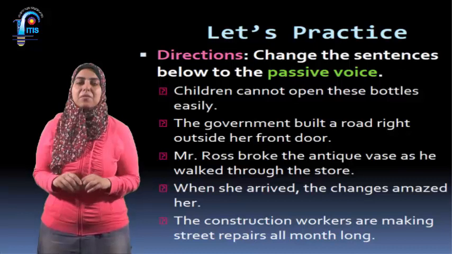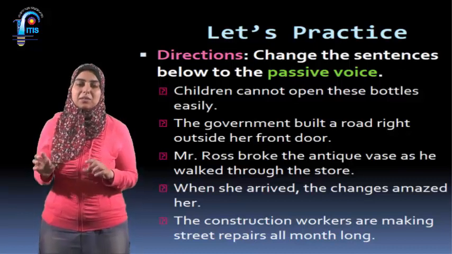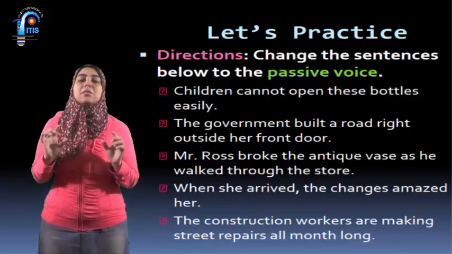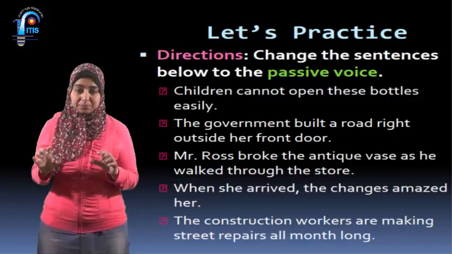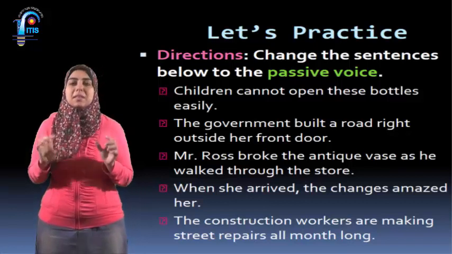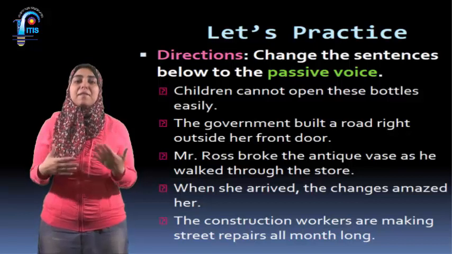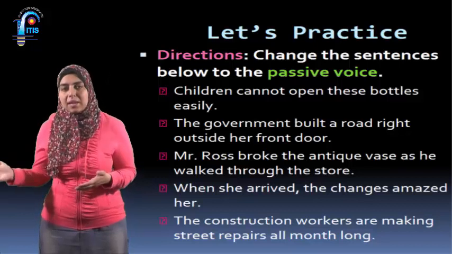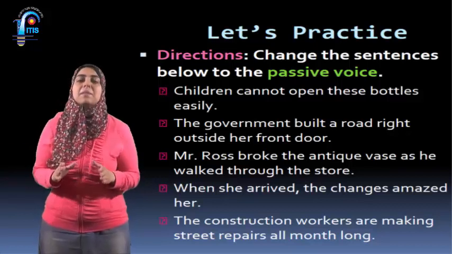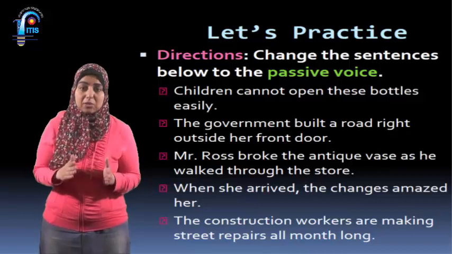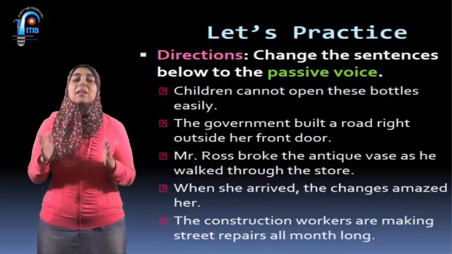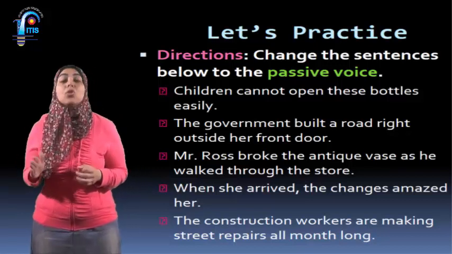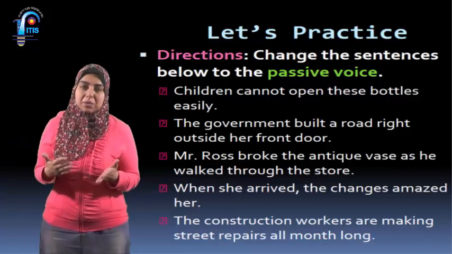So the first sentence we have: children cannot open these bottles easily. Here the subject is children, okay? The verb is cannot open, and the object is these bottles, okay? If we have any other words in the sentence, we can write them at the end of the sentence. Here we are going to start with the object. It will be: these bottles cannot be opened by children easily, or easily by children. Both of them will be correct.